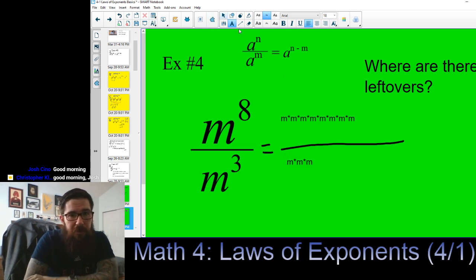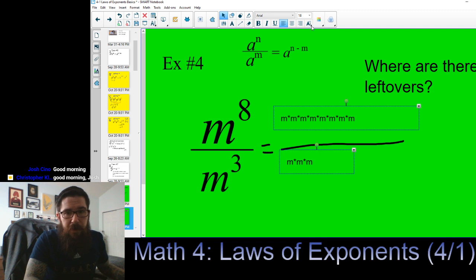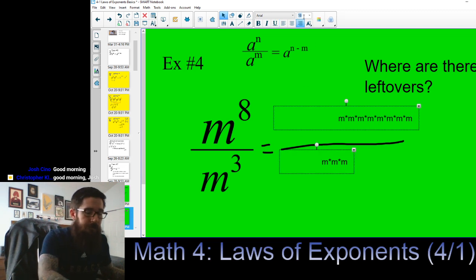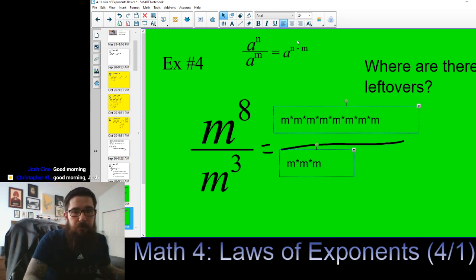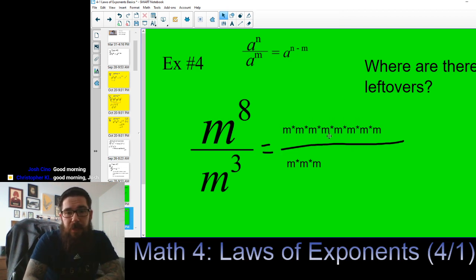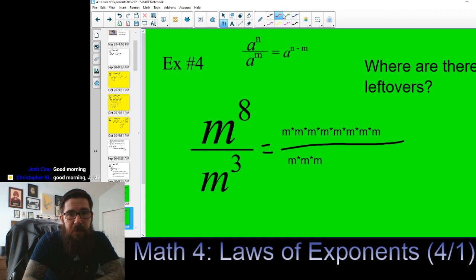I suppose I could make those font sizes a little larger and it's not going to hurt anybody. If I start cross-canceling these m's out now, let's see what's going to happen. Where the leftover is going to be, I'll go with the blue. I'm certainly going to lose all 3 on the bottom, and wherever the smaller one is, those are all going to go away.